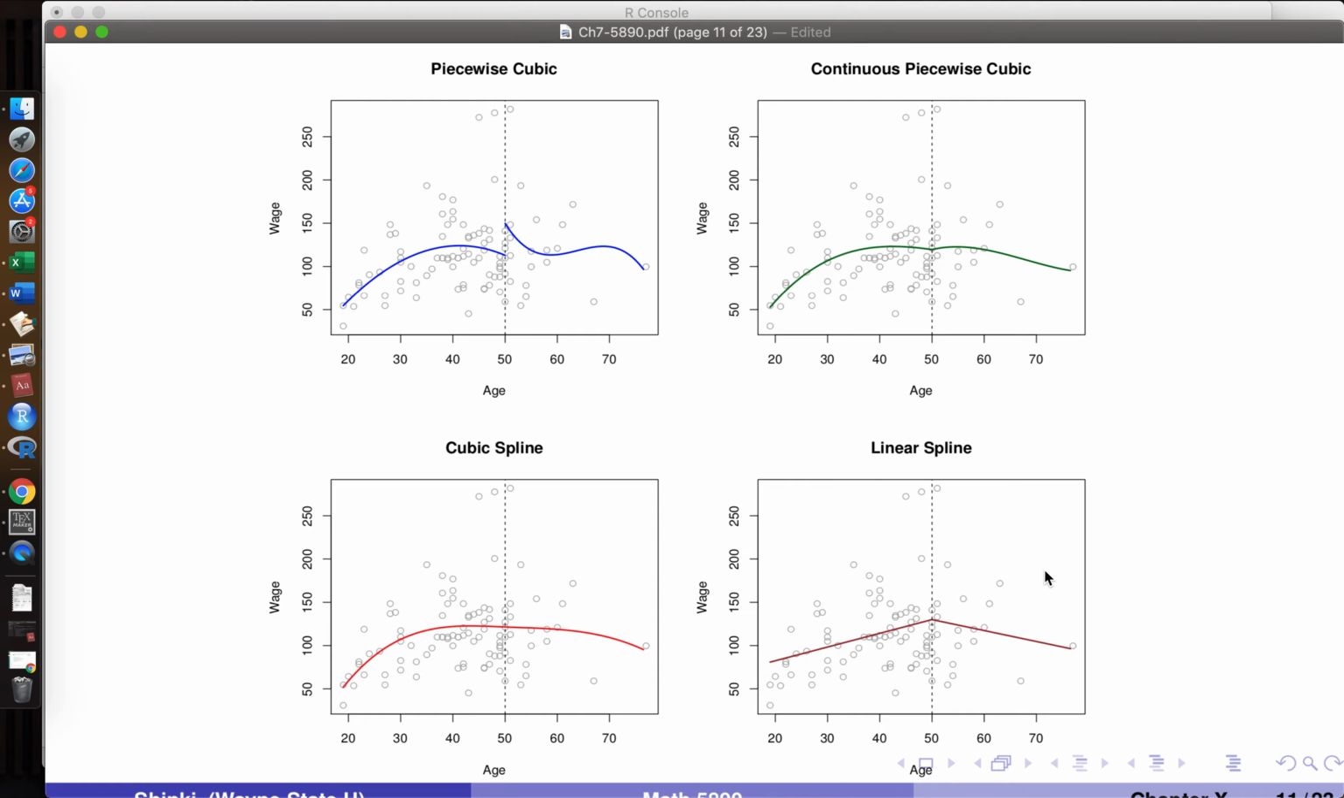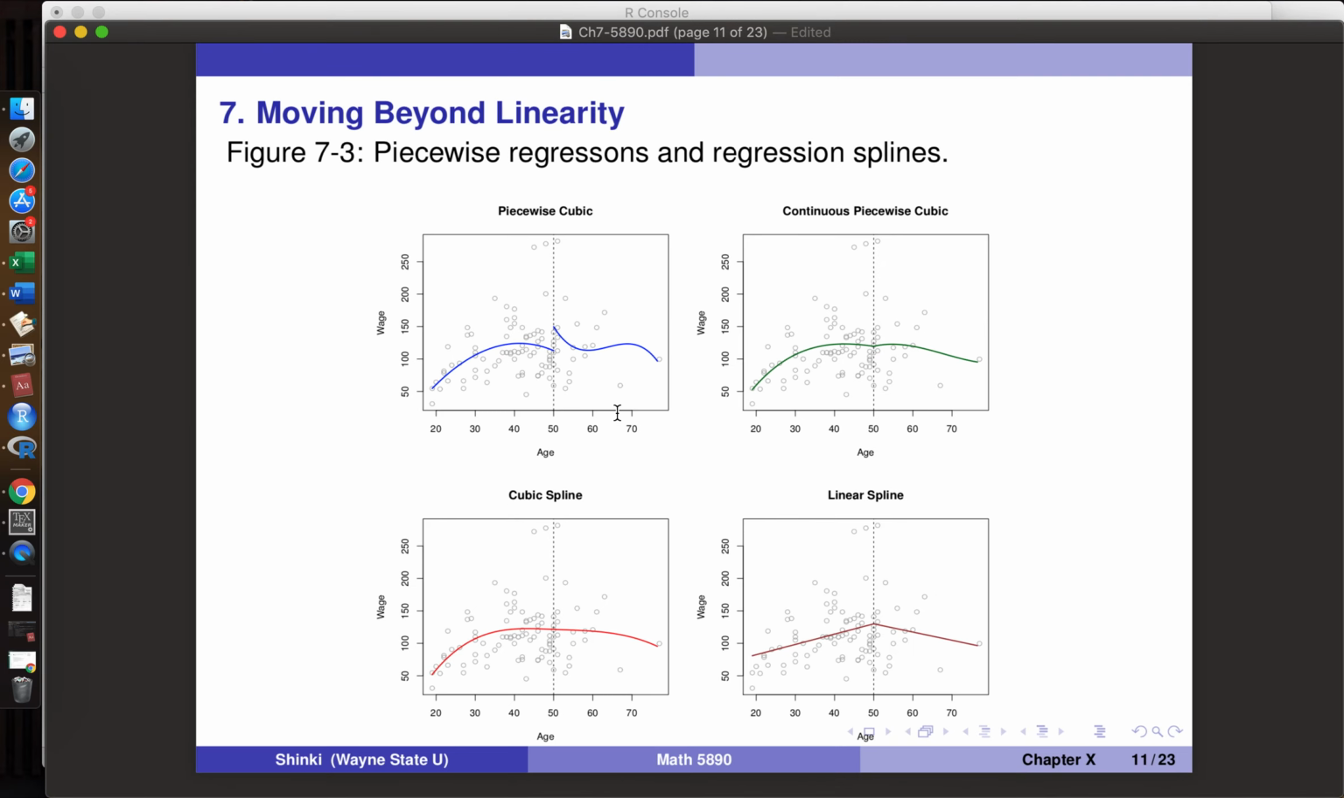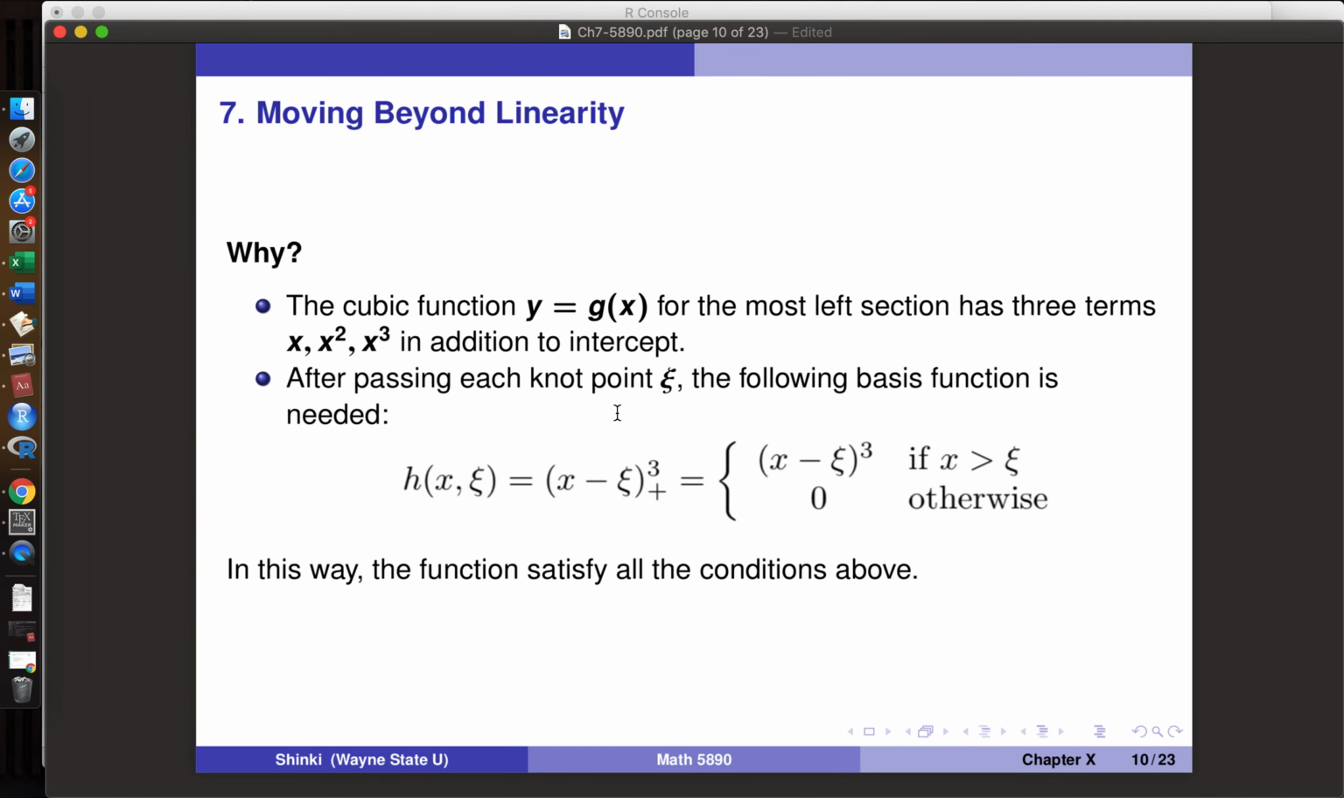And the last one is the linear spline, so the piecewise straight line. In this case, we can only impose the continuity. So the cubic spline is more smooth, so it's a better graph.